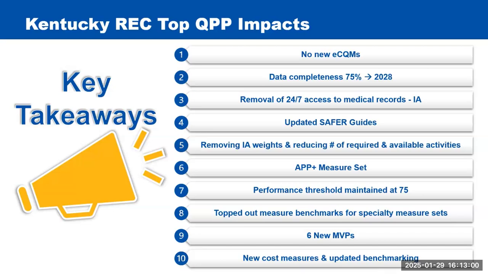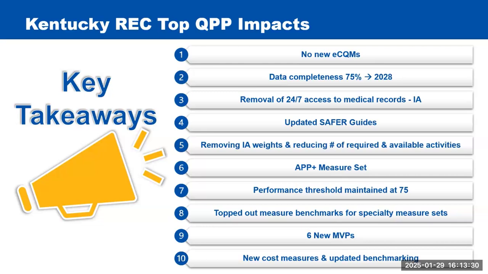SAFER Guides, those are getting updated in 2025. You can have the option of reporting the 24 or 25 version. We do anticipate that that next version will be required in performance year 2026. Some other changes to improvement activities, CMS removed the different weights, and they've really streamlined the number of activities. If you're in traditional MIPS, you're going to do 2. If you're in MVPs or if you have a special status, you're only going to have to report 1 activity.